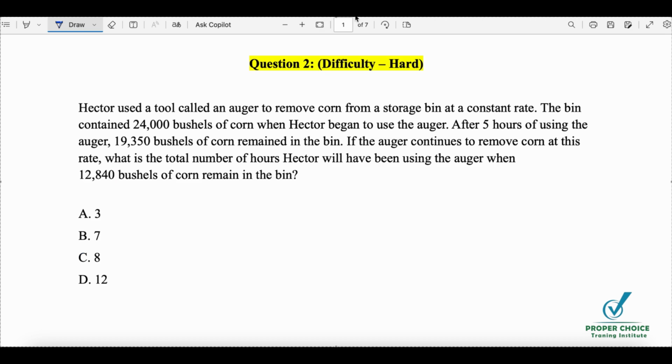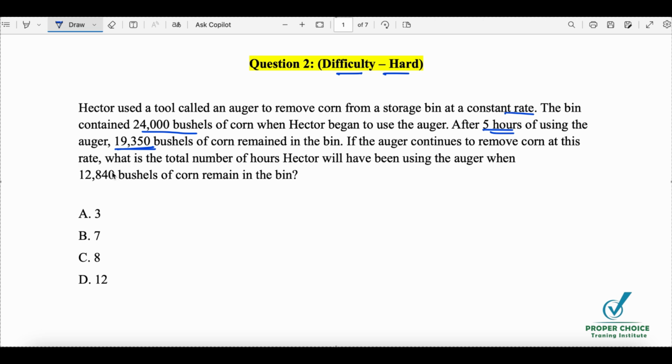Question number 2 is of difficulty level hard. Hector used a tool called an auger to remove the corn from a storage bin at a constant rate. The bin contained 24,000 bushels of corn when Hector began to use the auger. After 5 hours of using the auger, 19,350 bushels of corn remained in the bin. So initially it was 24,000, now it is 19,350.